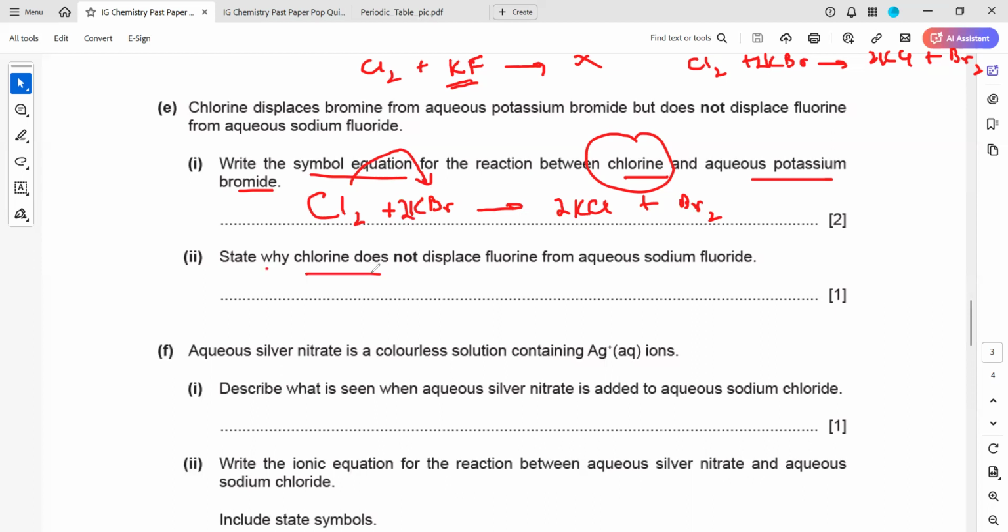State why chlorine does not displace fluorine from aqueous sodium fluoride. So why can it not displace? Because chlorine is less reactive. Because the more reactive element displaces a less reactive element from its compound. Because chlorine is less reactive, that's why it is not able to displace fluorine from its compound.